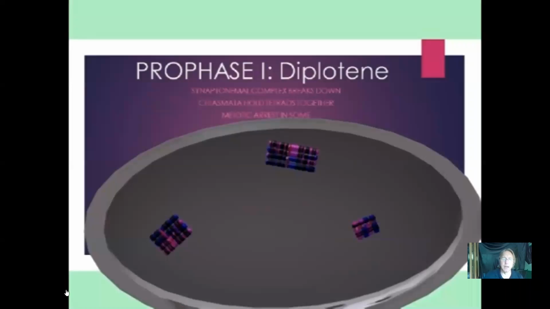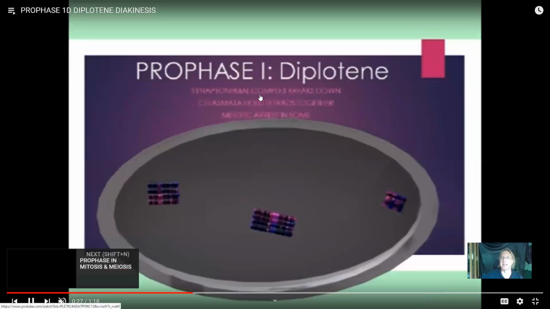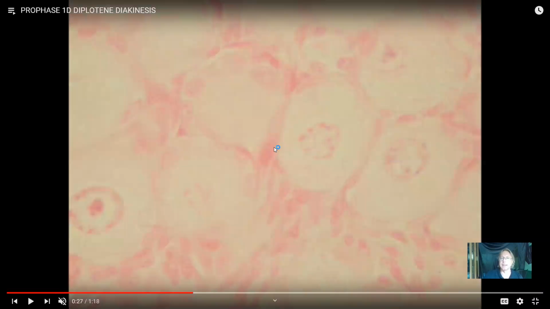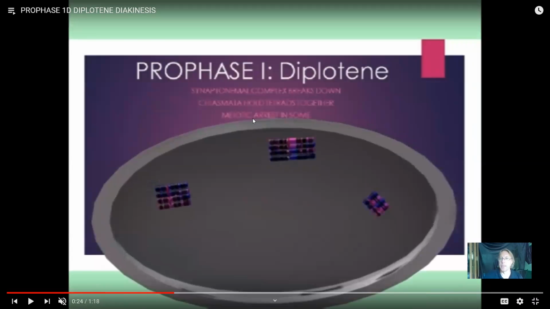So in diplotene, the synaptonemal complex is breaking down, although those chiasmata are still in place. Now, something that can happen, and this happens in women, is that women started making ova before they were born. So in a woman's ovaries, before she was born, the ovaries actually began meiosis. So they went through leptotene, zygotene, pachytene, and now here they are in diplotene, and they could then pause there.